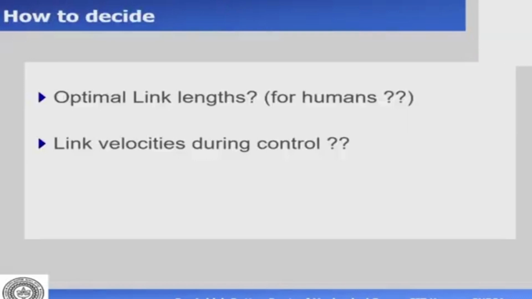Now it brings us to another important question: what should be the optimal link lengths? So we look at this 2 degree of freedom robot, and we want to know what should be the ratio of L1 and L2.